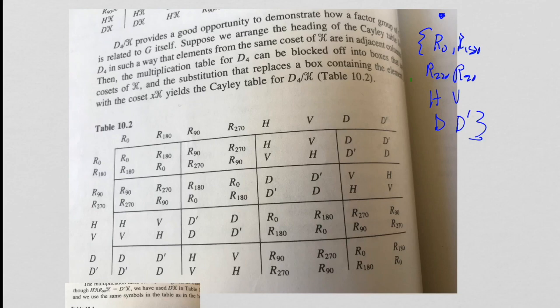So let's see, is this group commutative? V times R270 is D prime. R270 times V is D, right? So we know right away this is not a commutative group because V R270 equals D prime and R270 V equals D, right? So those are not the same. So clearly this is not an abelian group. Abelian is the word for commutative group if you don't remember. So we have that little fact going for us.